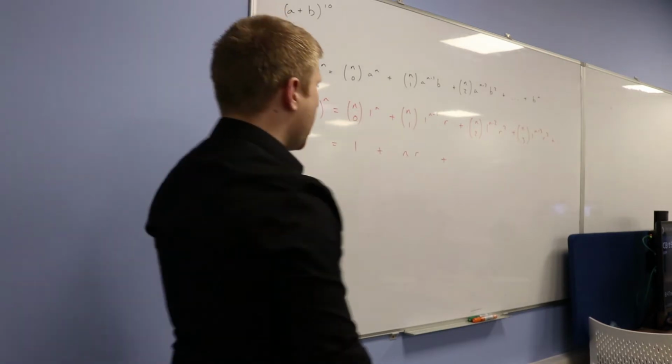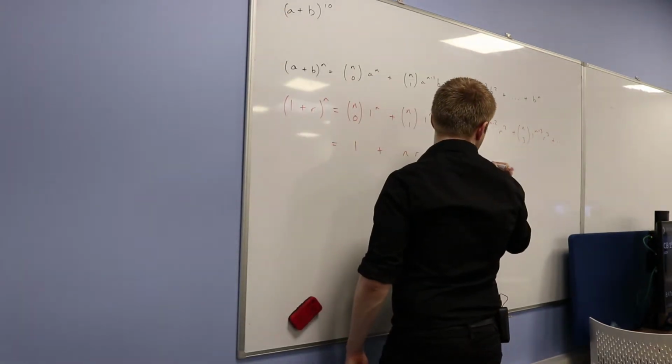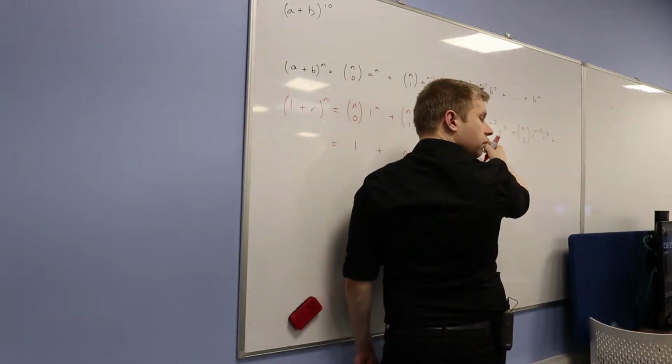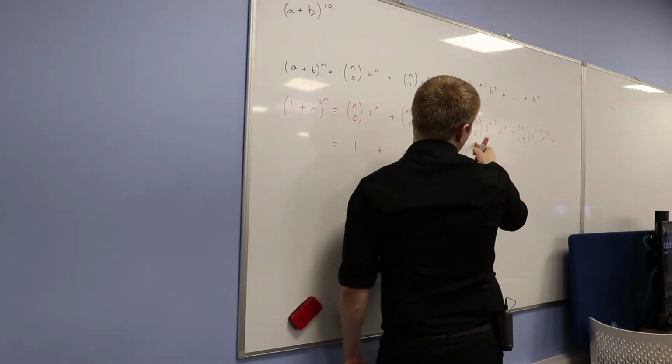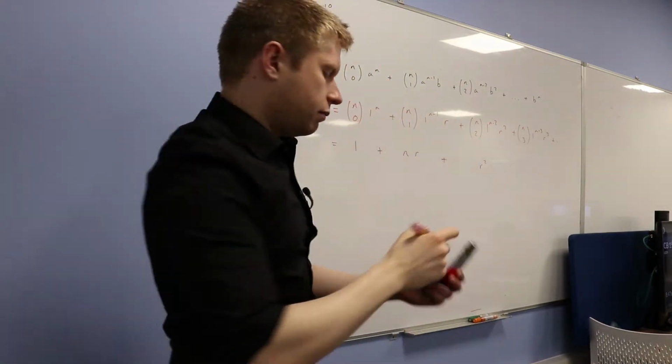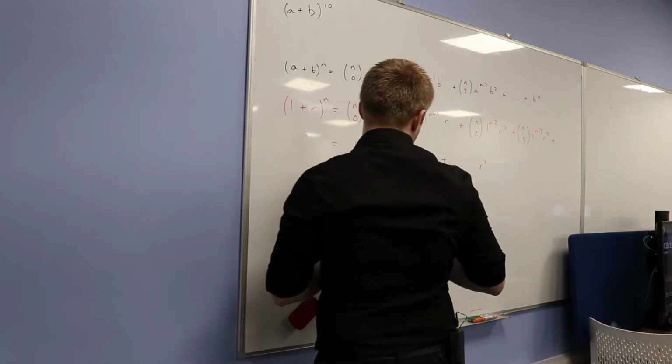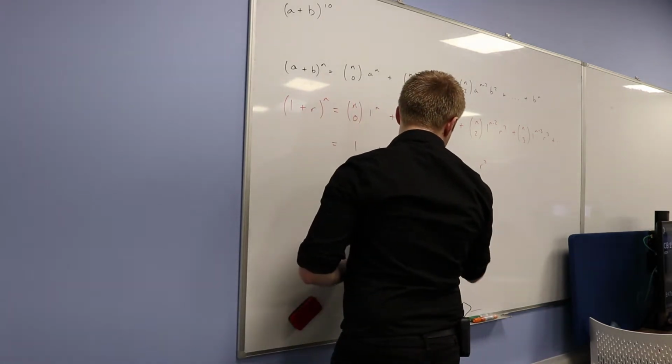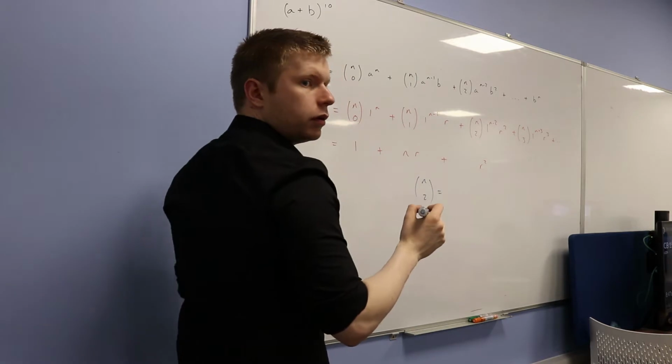So we can do a bit of tidying up. You're happy you still have the r squared? You're happy this is still 1? Happy this is still 1. I'm just going to write this out slightly. So n choose 2. What would that actually be equal to if I use the formula?